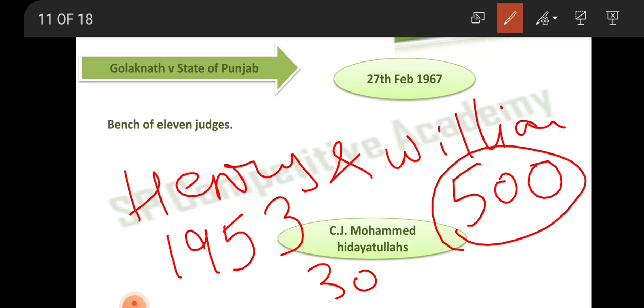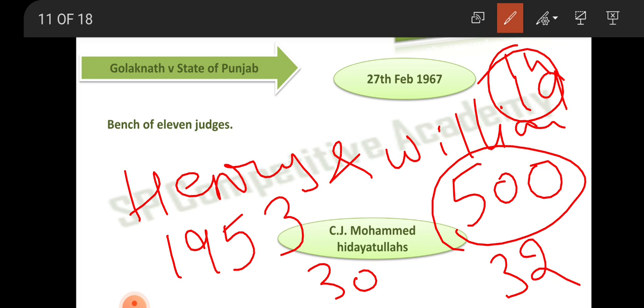The family filed a petition under Article 32 challenging the 1953 Punjab Act on the grounds that it denied them their constitutional rights to acquire property and practice any profession. On what basis did they file the case? Based upon Article 32, Article 19, and Article 14, they filed the case. Clear, guys? They filed the case based upon Articles 32, 14 and 19.